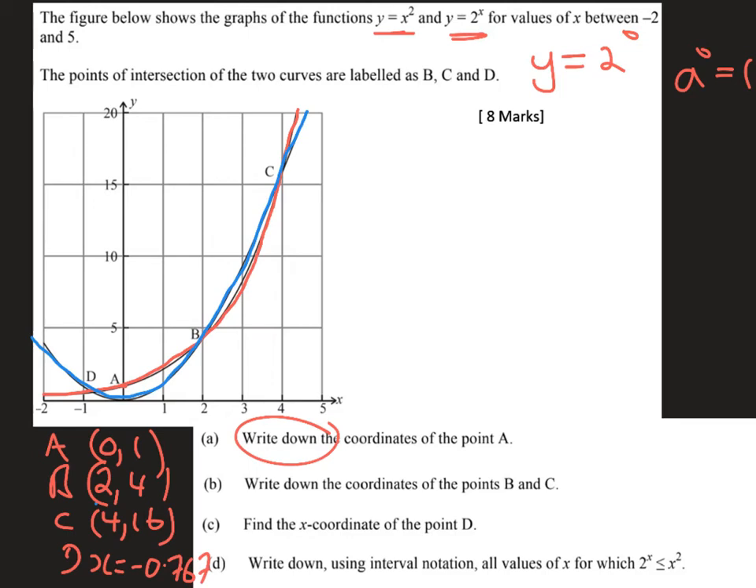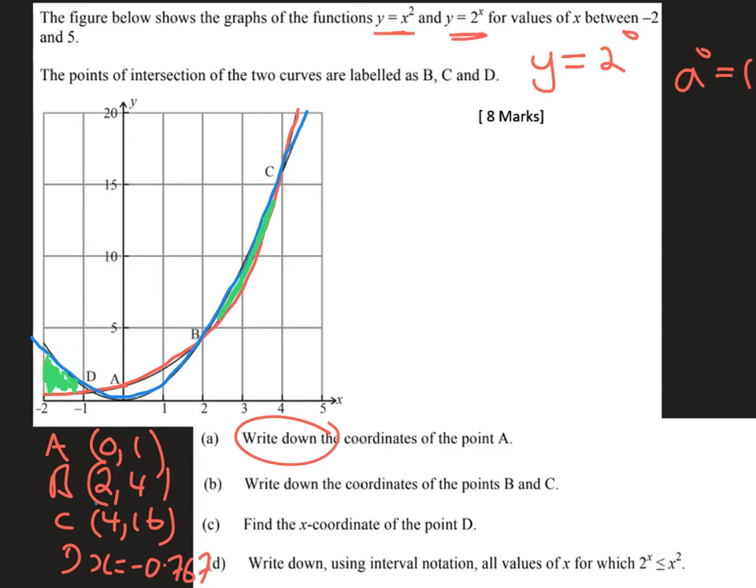So you can see that anywhere in this section here is going to have the quadratic function yielding greater values than the exponential function, and similarly anything in this section here you can see is going to yield the values of the quadratic, the blue line, greater than the red line. So we need to describe that region.